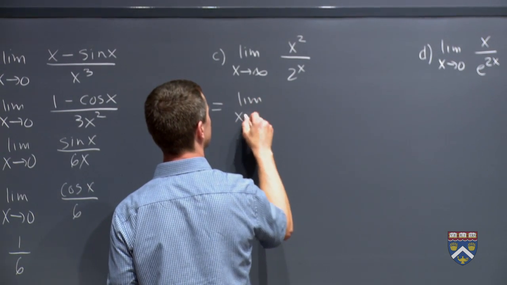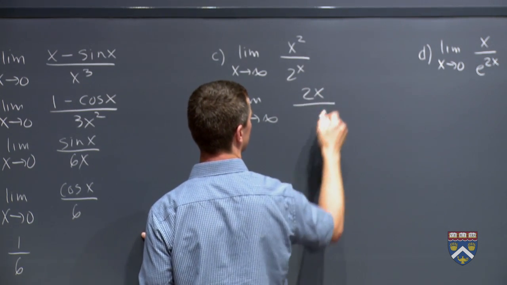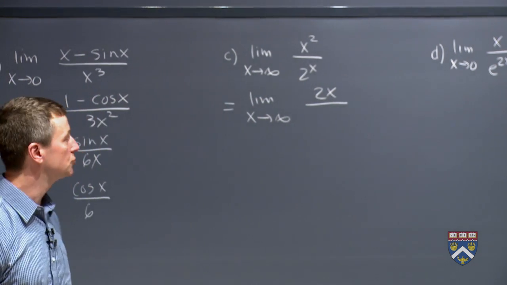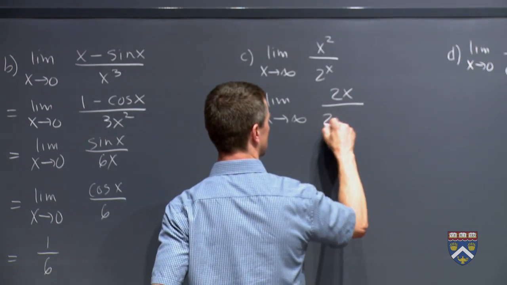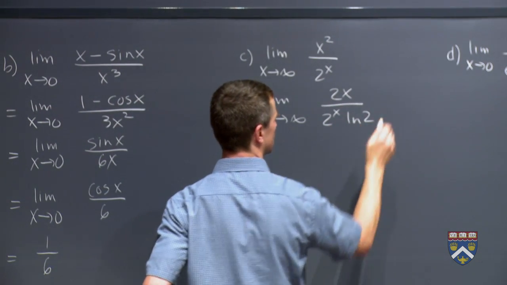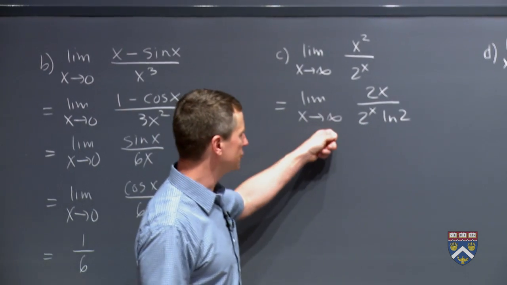So that's what L'Hopital's rule tells us to do, is take the derivative of the top and the derivative of the bottom. So the derivative of x squared is 2x. And then for the bottom, we need our exponential rule, our b to the x rule. We get 2 to the x ln 2. Now we evaluate the limit again. Let x go to infinity.